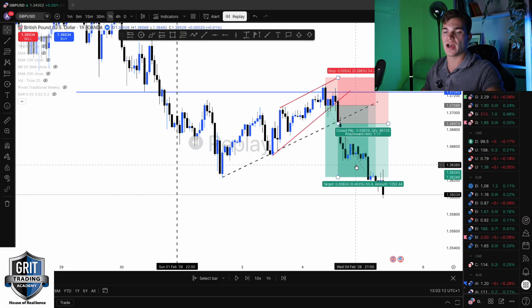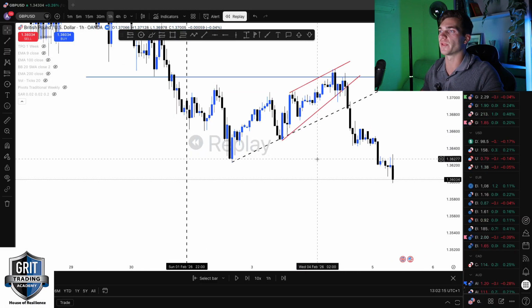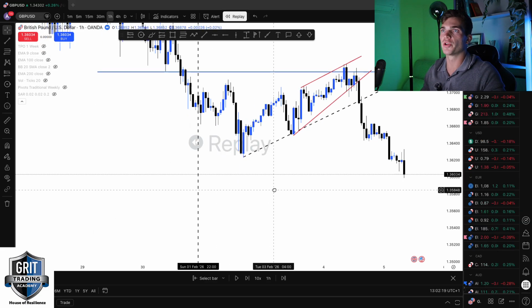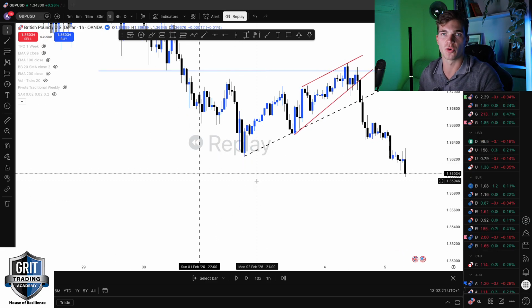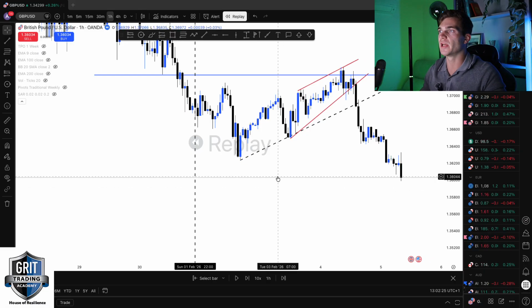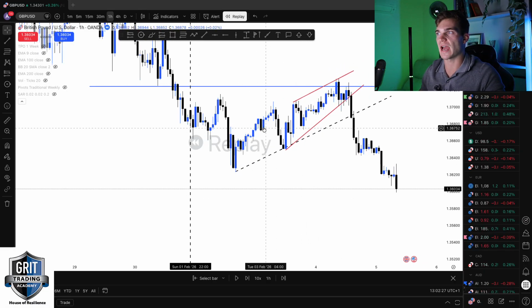So in terms of targets, you've got a couple of options for this. You can either target back down to the most recent low, or you can target down to an area of support and resistance, which we're going to get into a little bit later on in the video. So that is how you trade an outside day.